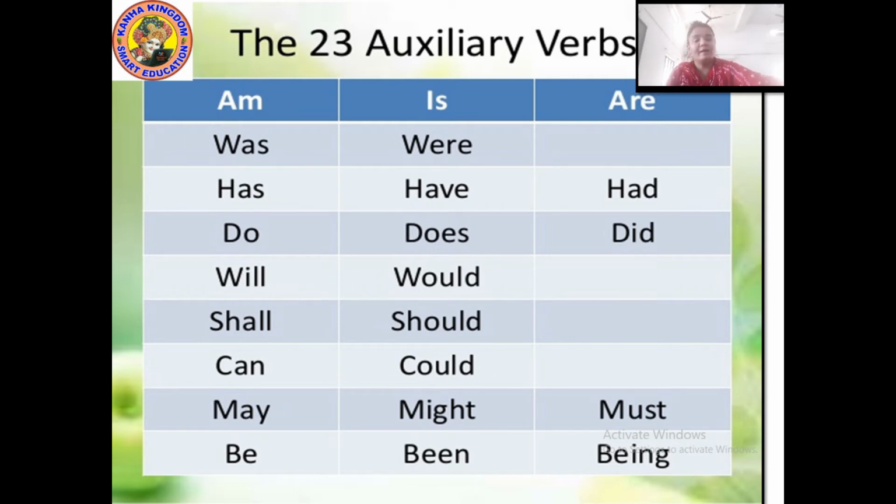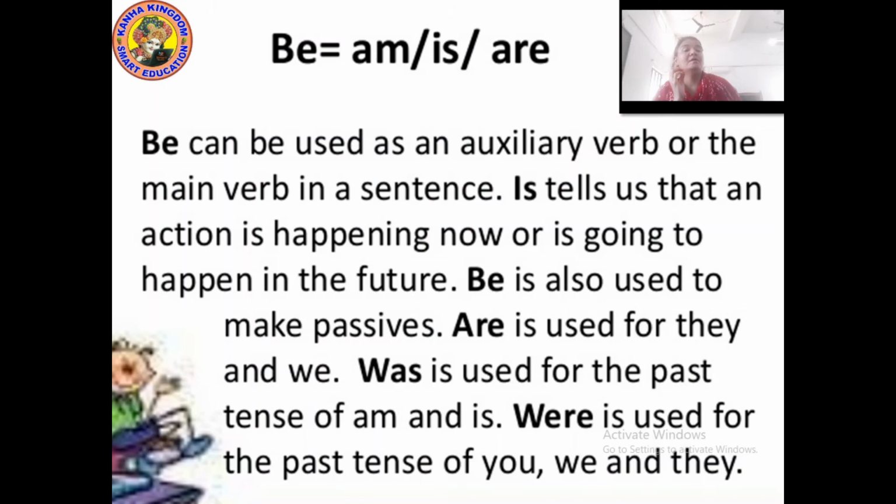Okay. Now moving to our main topic, that is, in this chapter we are going to learn about be, do and have, and I'll explain that. Be here can be used as an auxiliary verb or the main verb in the sentence itself. Means it can stand alone also, like I am a boy.